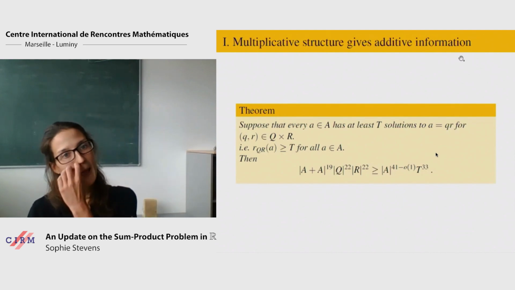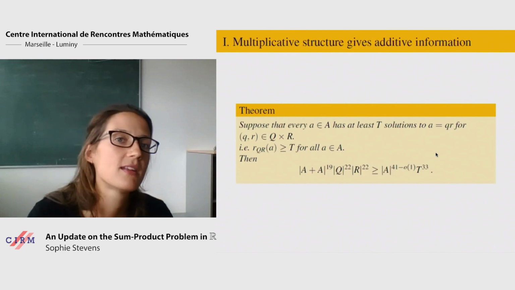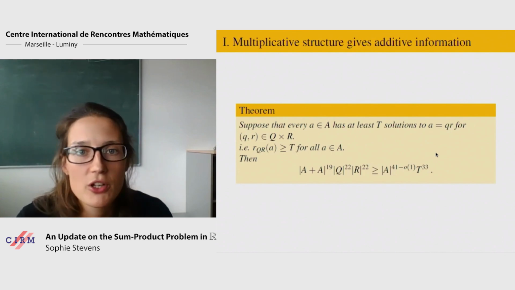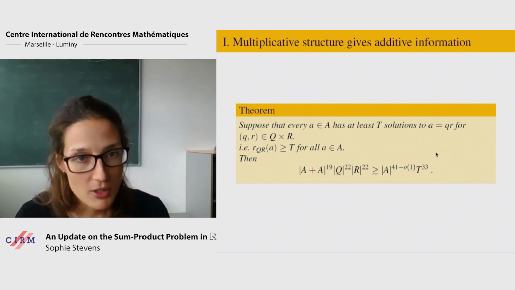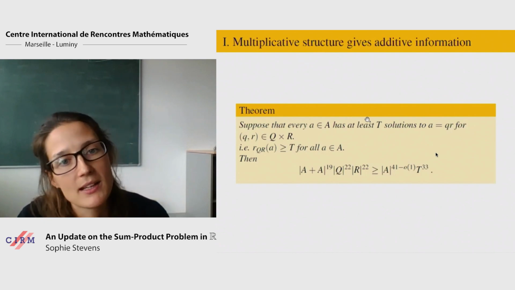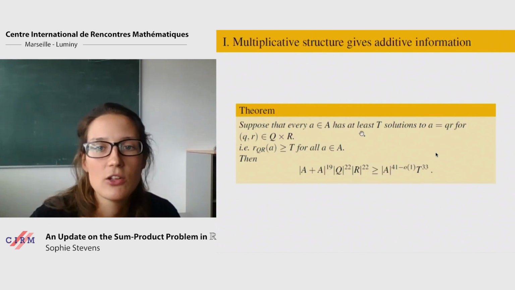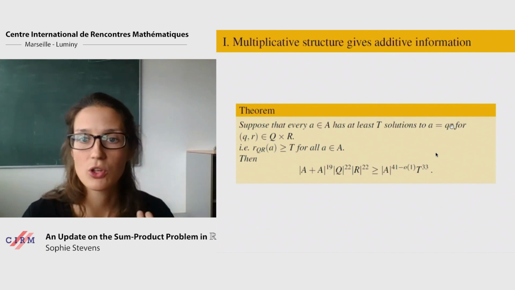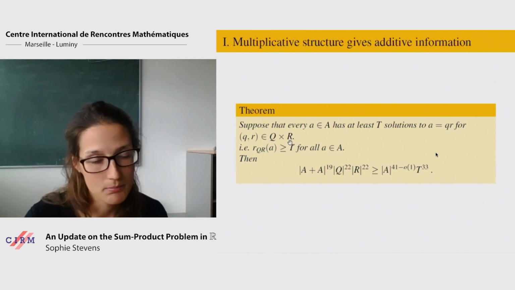Nope, perfect. Okay, so the first part of what I said in the argument was that if we've got multiplicative structure, we get some additive information on our set. So let's just recap. What do I mean by multiplicative structure? By multiplicative structure, I mean that every element in A has at least T solutions to this equation, A equals Q times R, for some given sets Q and R.